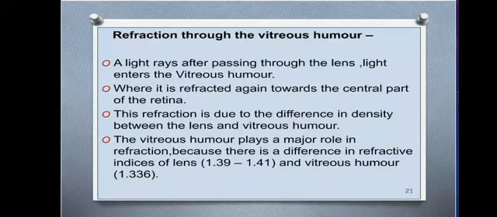Refraction through the vitreous humor. After passing through the lens, the light rays enter into the vitreous humor where they are refracted again towards the central part of the retina. This refraction is due to the difference in the density between the lens and the vitreous. The vitreous humor plays a major role in refraction because there is a difference in the refractive index of the lens and the vitreous humor.